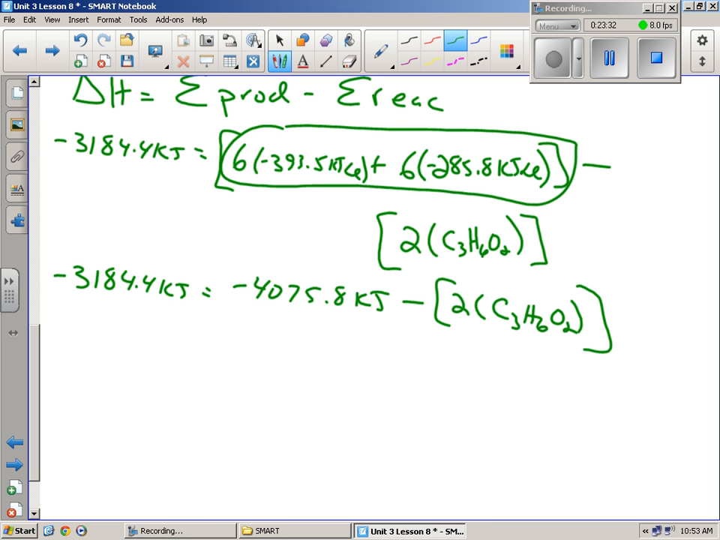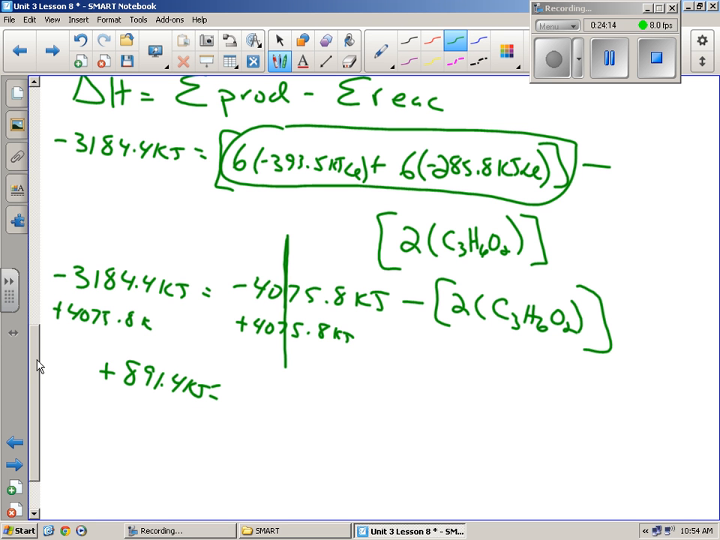Secondly, I'm going to get the C3H6O2, I've got to solve for that obviously. So to do that, I'm going to add 4075.8 kilojoules here, and I'm going to add 4075.8 kilojoules here. So basically I'm going to get rid of that from this side here, okay? And let's see, that is what? 4075.8 and a negative 3184.4, and I get 891.4. So that's a positive 891.4 kilojoules.